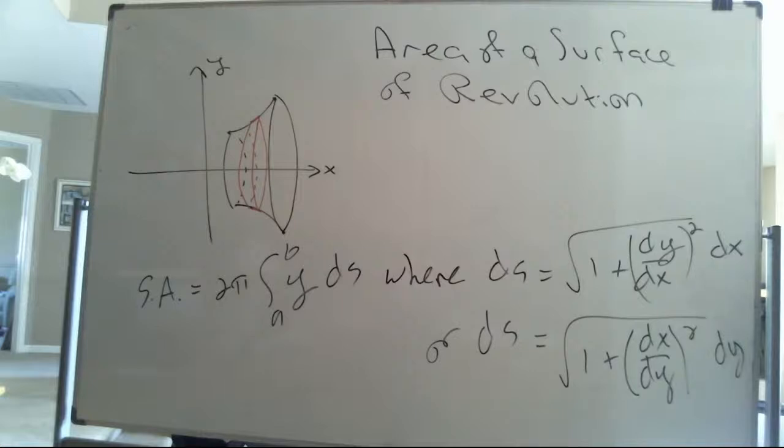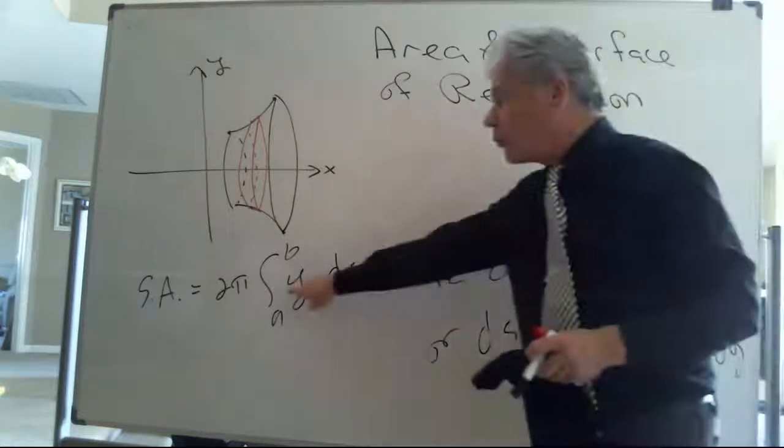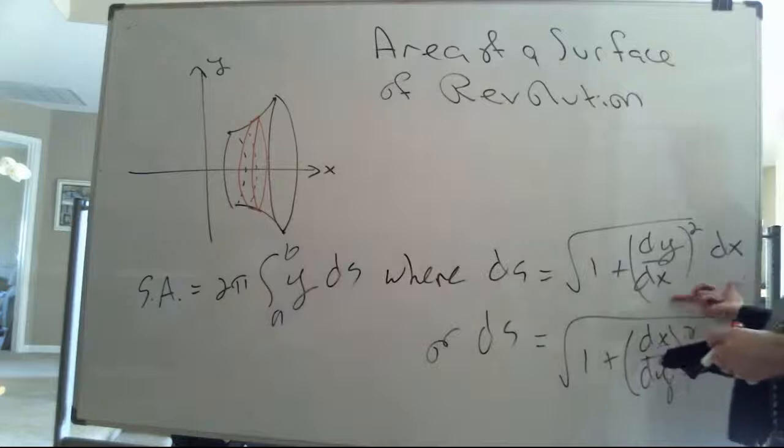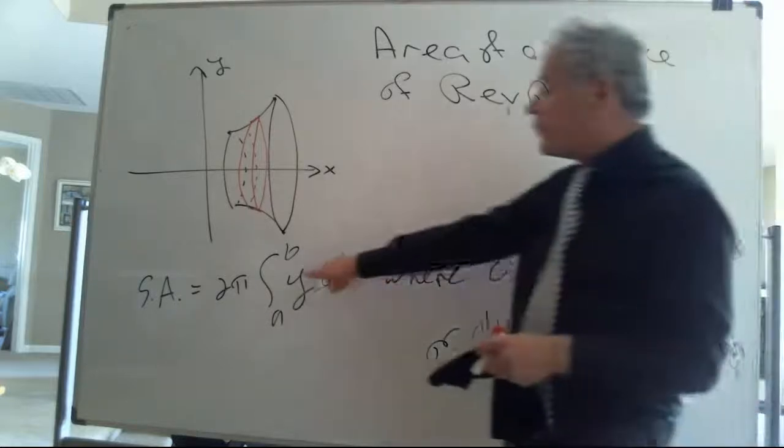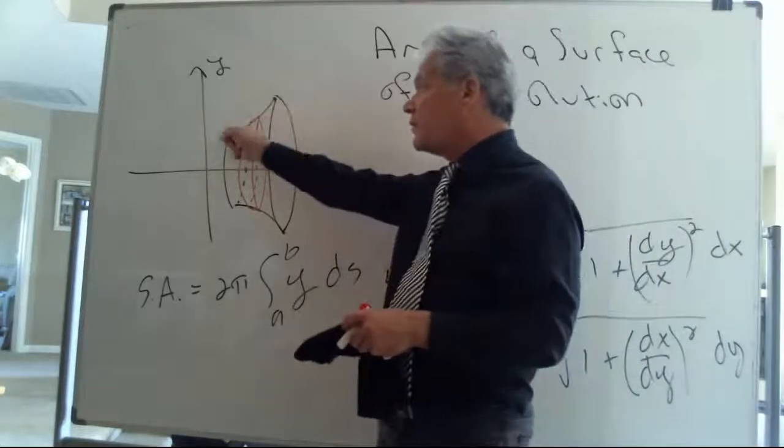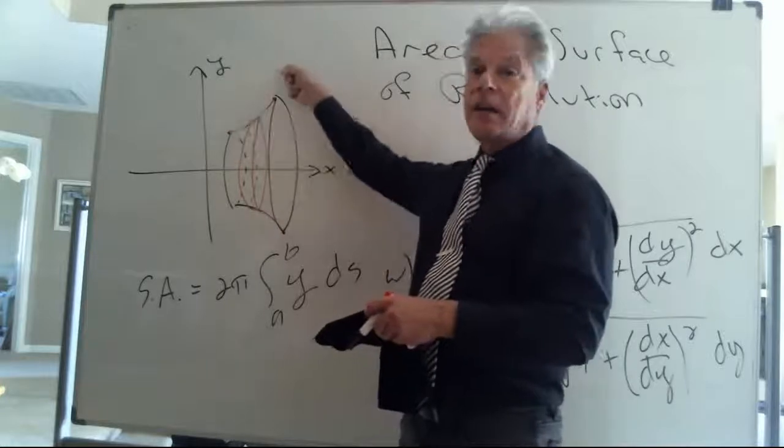Now, if I choose this version, that factor y will remain a y. If I choose this version where my variable of integration is x, I have to convert that to x by looking at the relationship between x and y that describes the original curve.